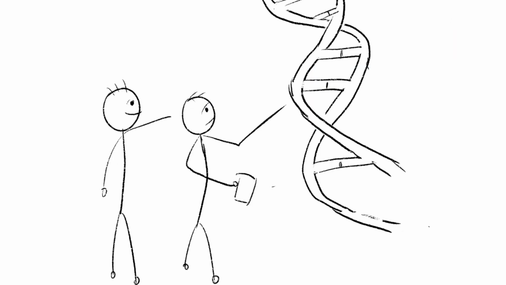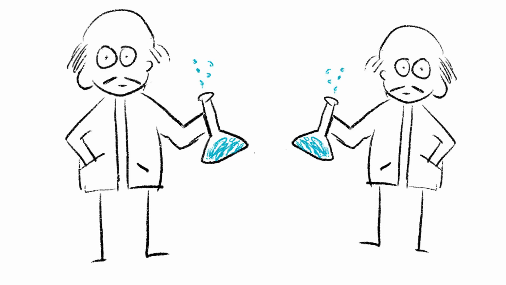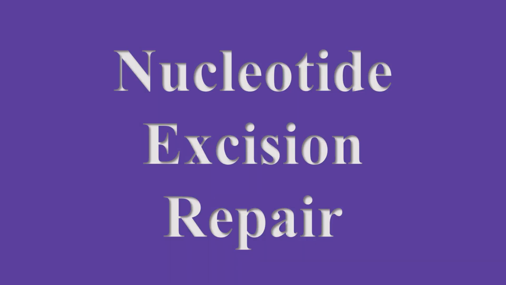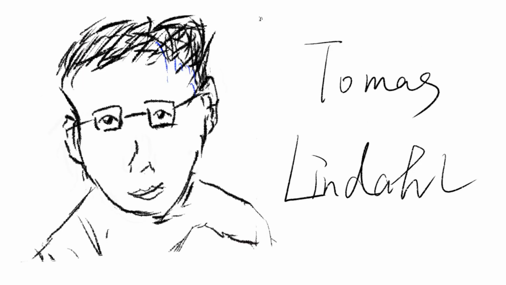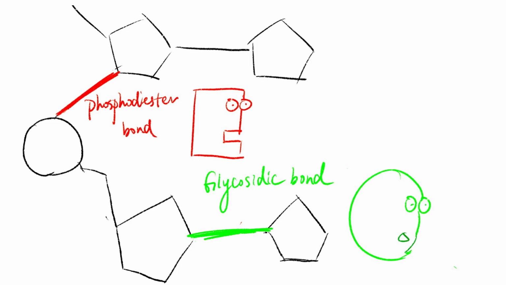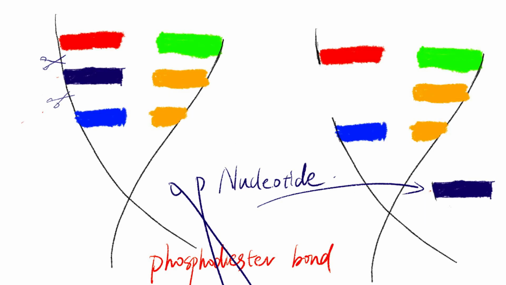Since the double helix structure of DNA was discovered in 1953 by James Watson and Francis Crick, scientists believed that nucleotide excision repair, the NER, was the main method to repair DNA, which is based on cutting phosphodiester bonds, generating nucleotide or oligonucleotide products. However, Thomas Lindahl's groundbreaking discovery in 1974 opened the gate to base excision repair, the BER. Unlike NER, BER does not sever phosphodiester bonds.